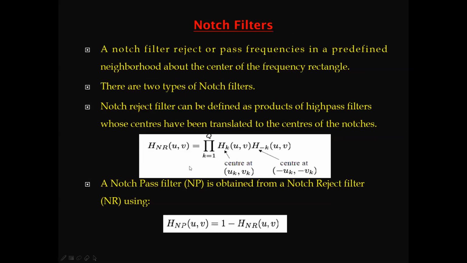Similarly, the notch filter. This is the definition of the notch filter. We have notch reject and notch pass. The notch reject filter will be H_NR(u,v) equal to the product for k equal to 1 to Q of H_k(u,v) and H_minus k(u,v). One thing you have to understand: if you know the notch reject filter, the notch pass filter can be obtained with 1 minus notch reject.